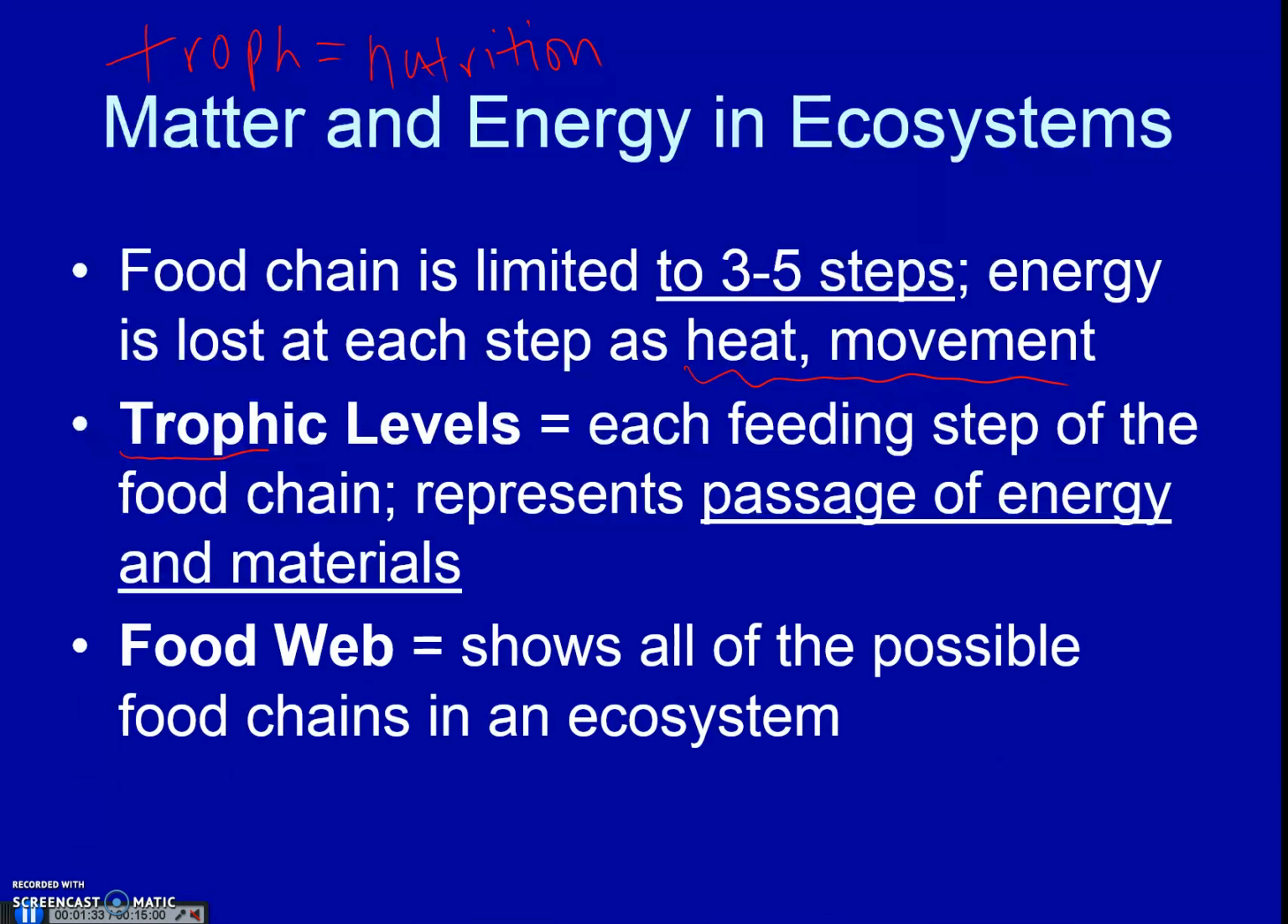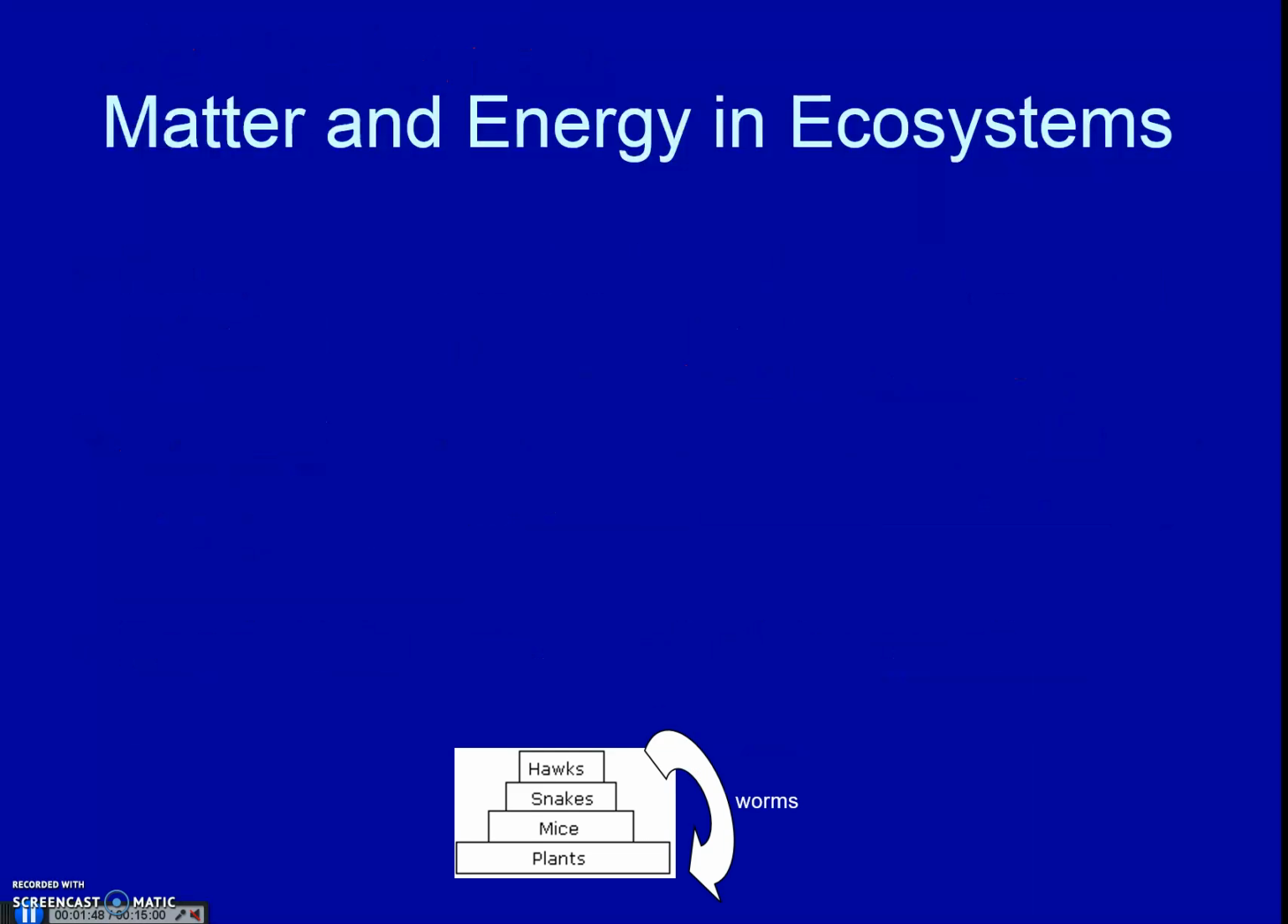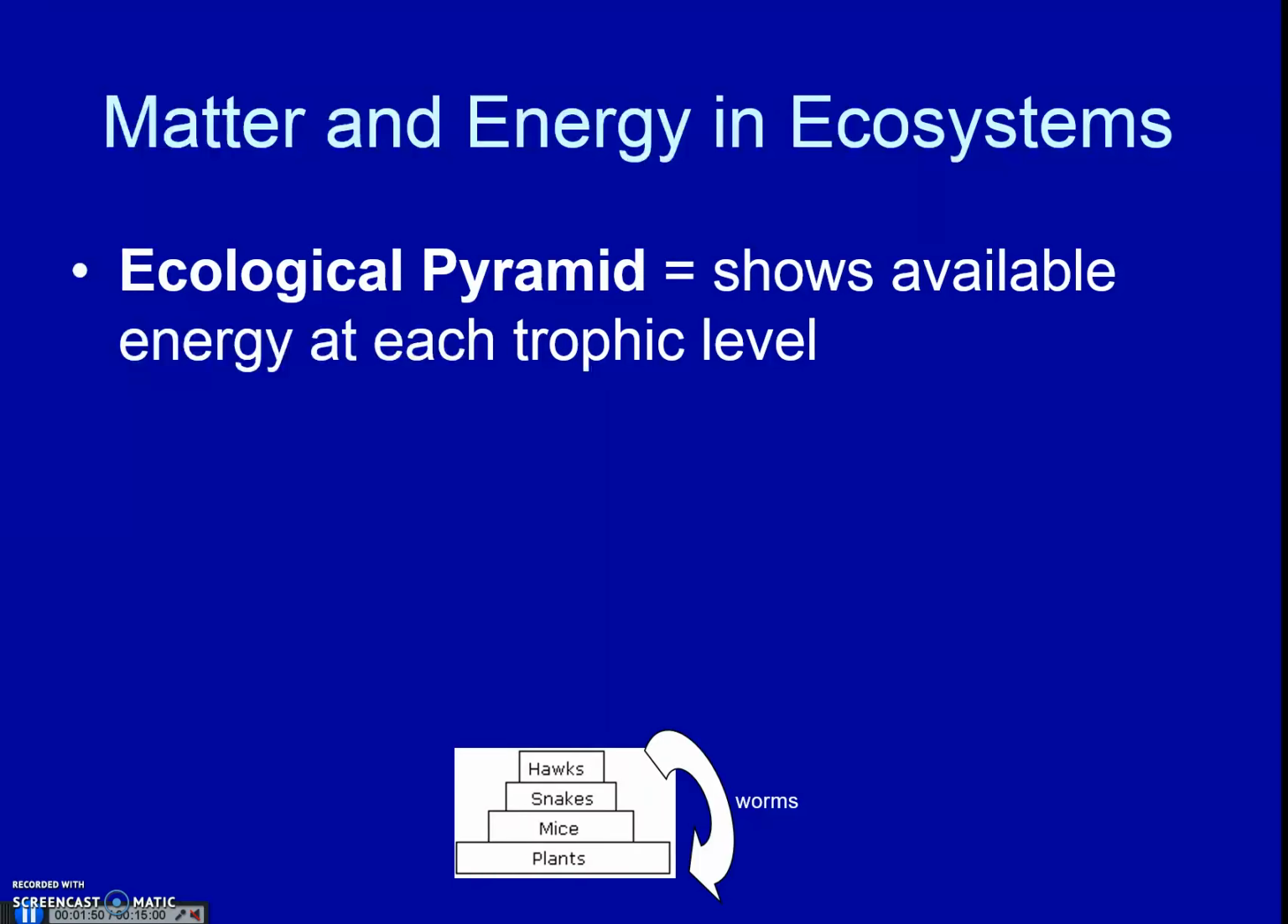A food web will show all of the possible food chains in an ecosystem, and a food web is a lot more practical when you're thinking of different species relationships because it really shows all the interconnectedness in ecology. The ecological pyramid is a similar way to look at a food web, but in addition to looking at how the organisms consume one another, it will show you the energy availability at each trophic level, or each nutrition or energy level.